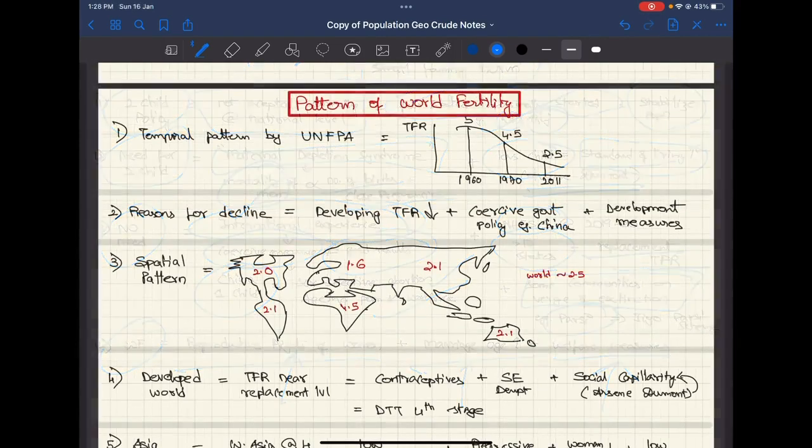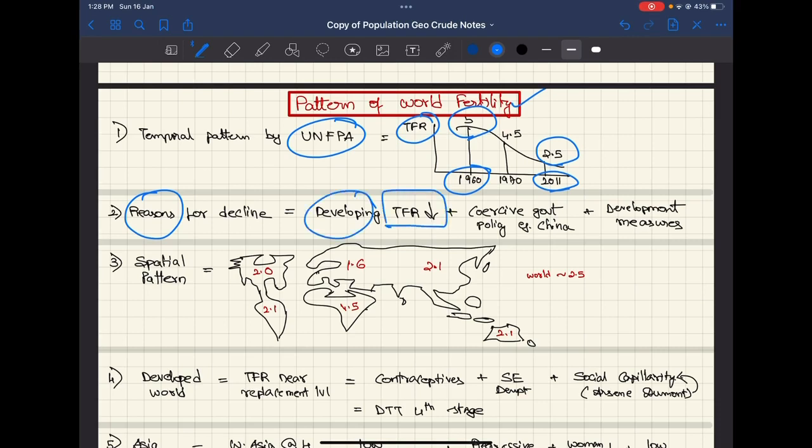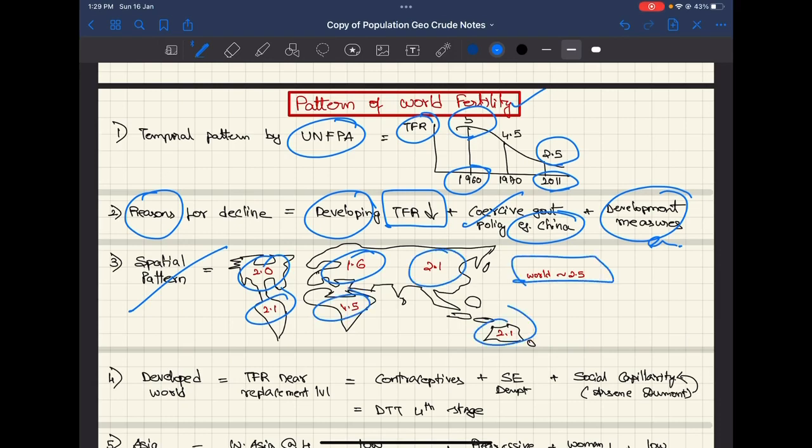Now coming to pattern of world fertility, according to UNFPA, the TFR of the world is decreasing from 5 in 1960 to 2.5 in 2011. The reason for this decline is that developing nations' TFR is decreasing because of coercive government policy like China and development measures like India, and this is a special pattern. 2, 2.1, 1.6, 4.5, 2.1, and 2.1. The world average is 2.5.